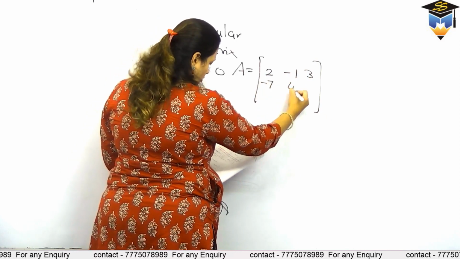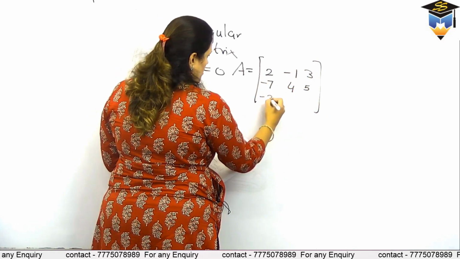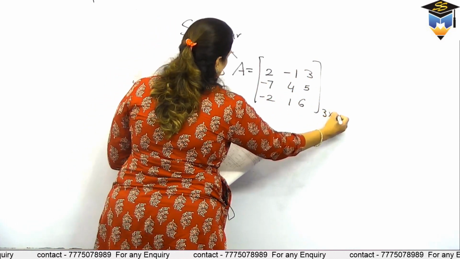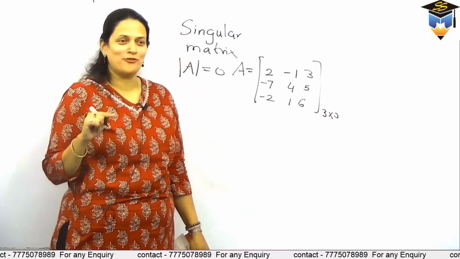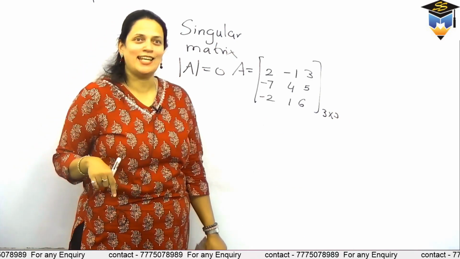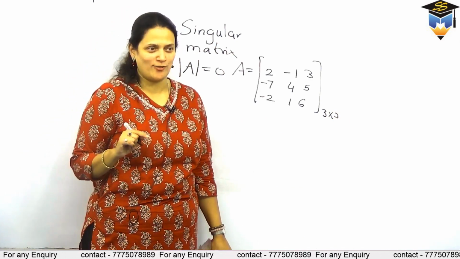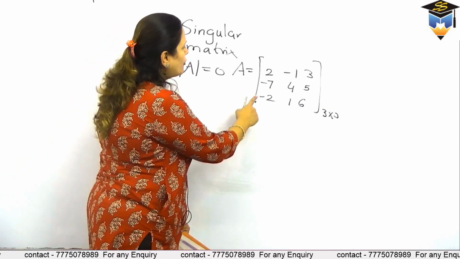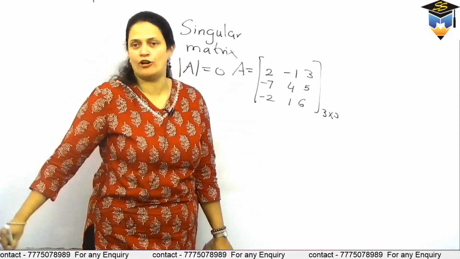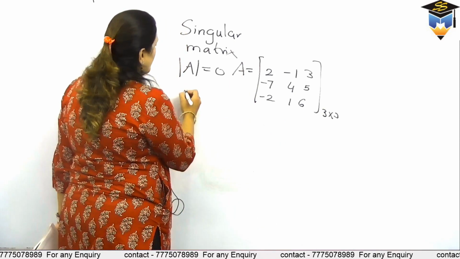Alright. So suppose we have, let's say, A given to us as 2, minus 1, 3, minus 7, 4, 5, minus 2, 1, 6. This is a 3 by 3 matrix. As I had already told you, the number of rows and number of columns are 3 each. So this is a 3 by 3 matrix, isn't it? Alright. So now we have to find the determinant value of this matrix. So let us find that out.